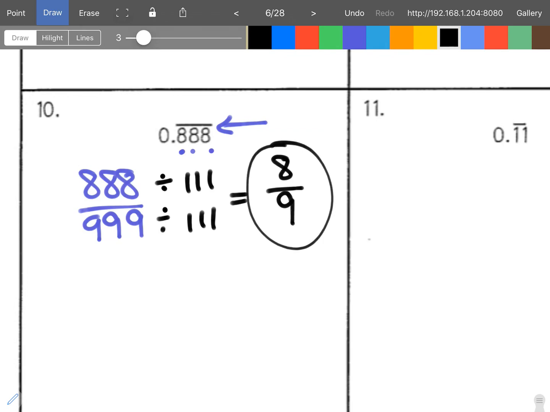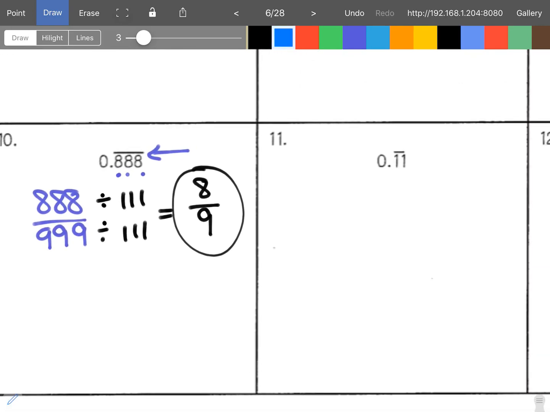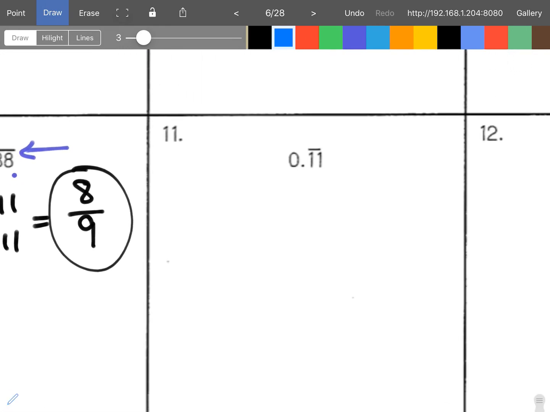Okay, so don't let it confuse you. If it's got the repeating bar, all you're doing is putting 9s instead of 10s on the bottom. Okay, so again, we've got an 11 here, which is how many digits? 2 digits, so we're going to put 99. And then we're going to try to simplify. What can go into 11 and into 99? 11. So we get 1 over 9.